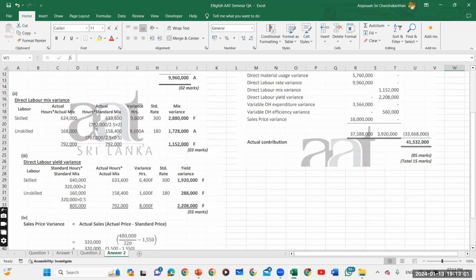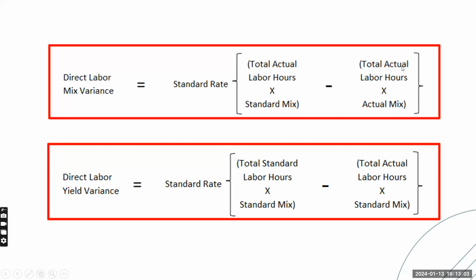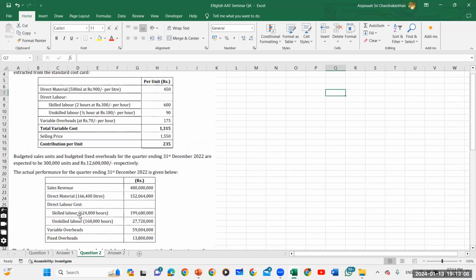And then the other one is actual labor hours, same thing, multiplied by actual mix. What is the actual mix? It is 624,000 over the total of these two.